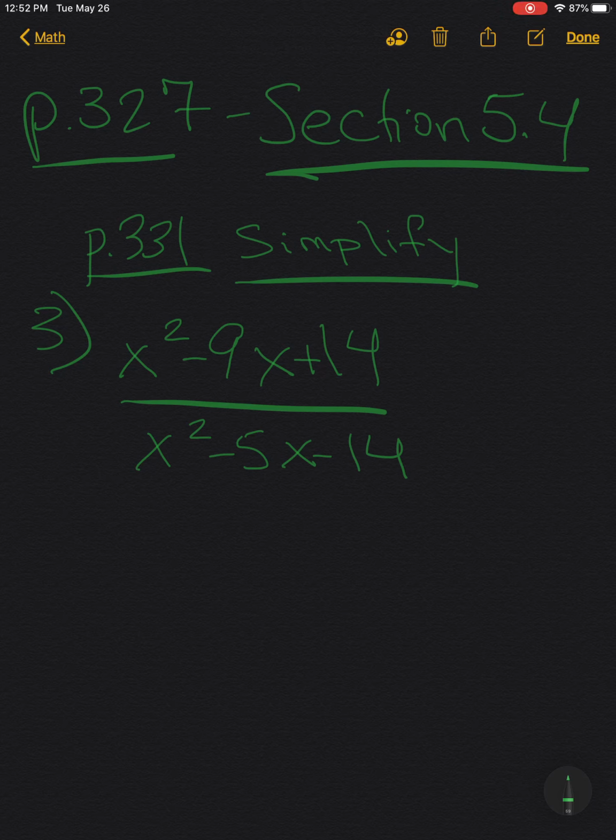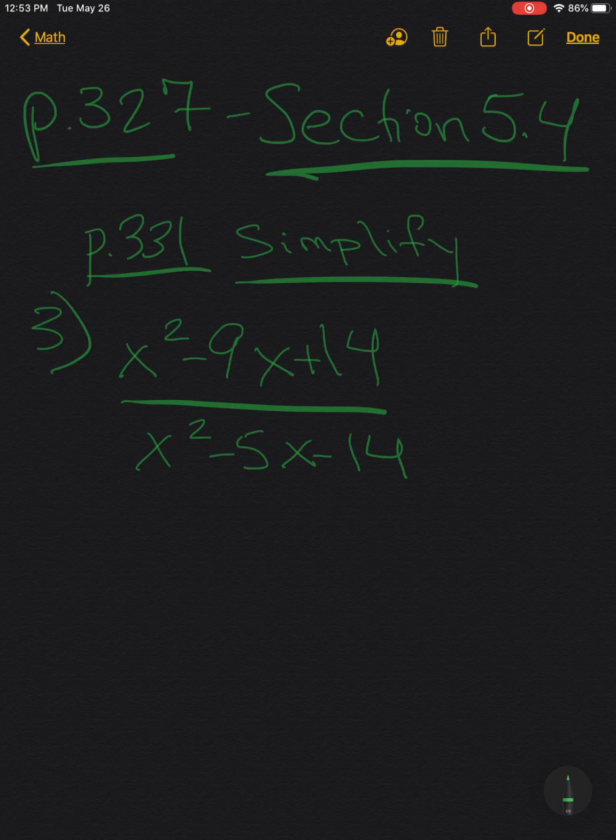Hello everyone. Today we will be beginning section 5.4, which is multiplying and dividing rational expressions. This can be found on page 327. Before beginning this section, you should have reviewed how to factor, either on your own or by watching the video I shared previously. If not, then this will be very confusing. So I'm going to be looking at examples from the skill practice, which can be found on page 331.